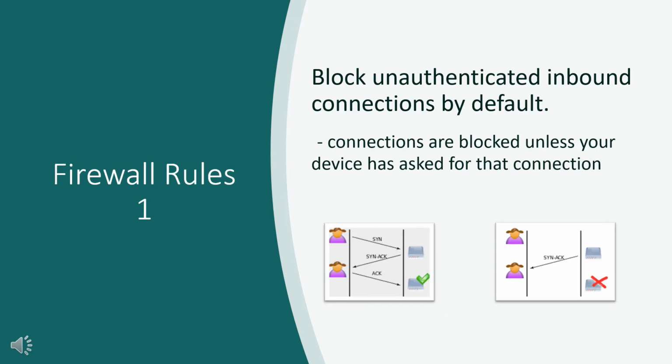You can also set up some rules as a minimum. The first one is to block unauthenticated inbound connections by default. Connections are established following a set protocol. This setting means that unless you instigate the connection, no one should be able to get a connection with your network. This is sometimes known as deny all rule and ensures that only the traffic you have approved is allowed into your network.